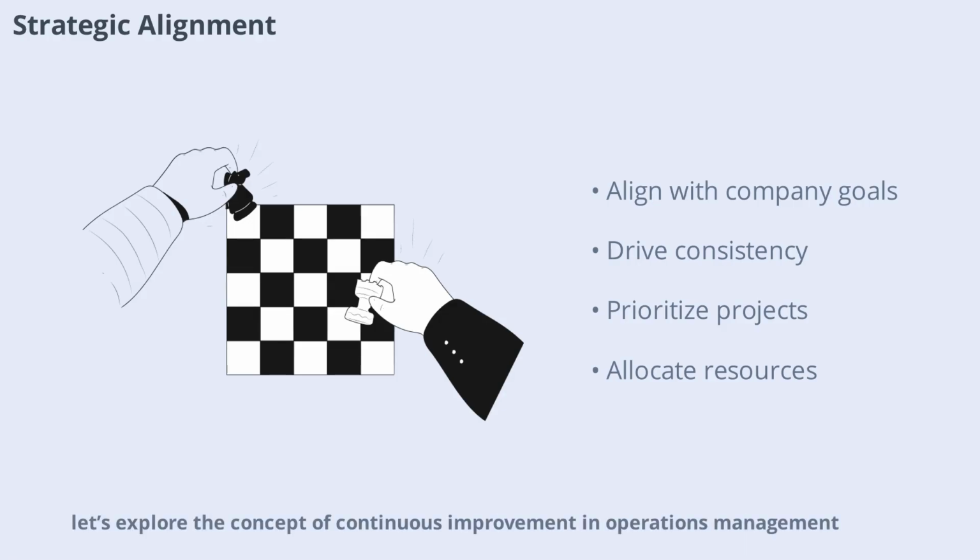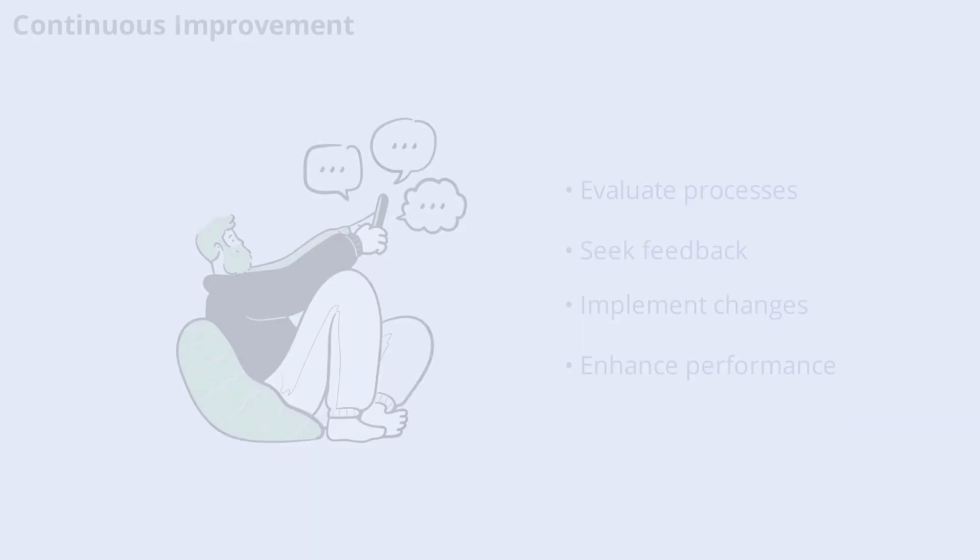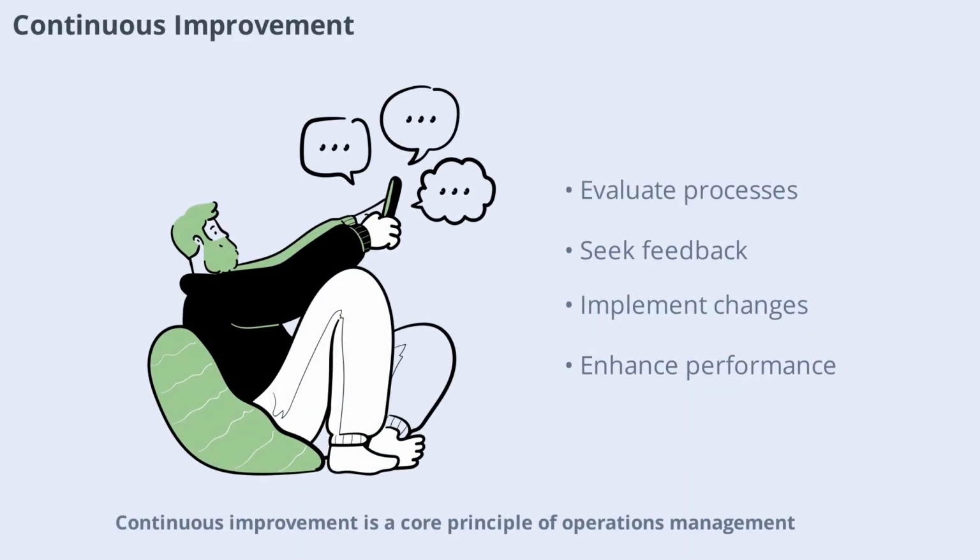Now, let's explore the concept of continuous improvement in operations management. Continuous improvement is a core principle of operations management. It involves regularly evaluating processes, seeking feedback, and implementing changes to enhance performance. Operations managers foster a culture where everyone is encouraged to suggest improvements. Continuous improvement leads to higher quality, lower costs, and greater customer satisfaction. It's an ongoing journey that requires commitment and collaboration.